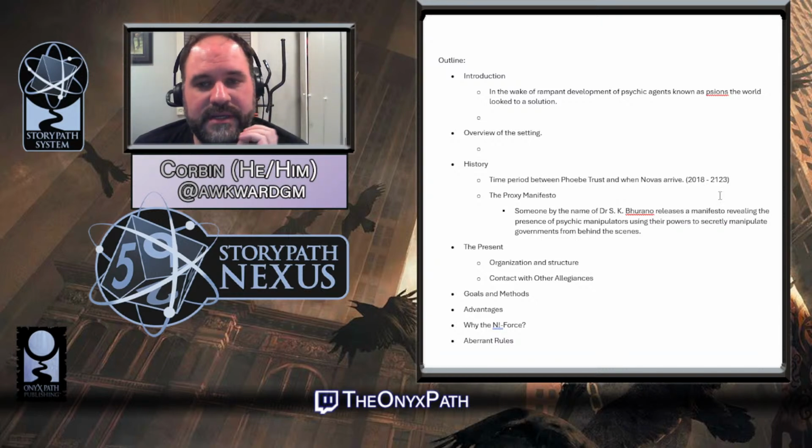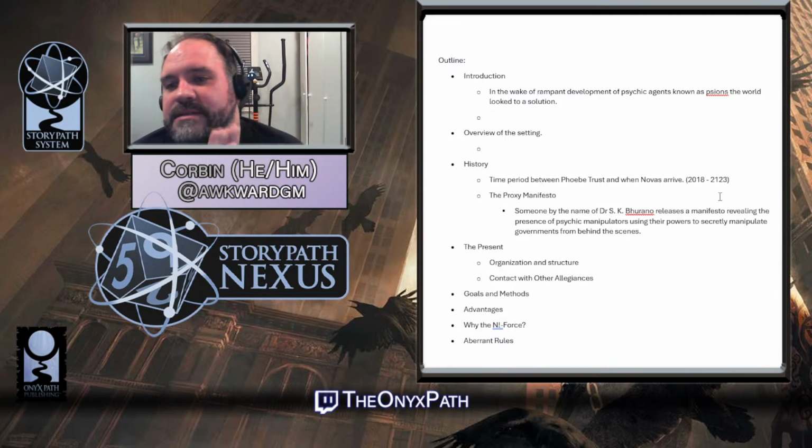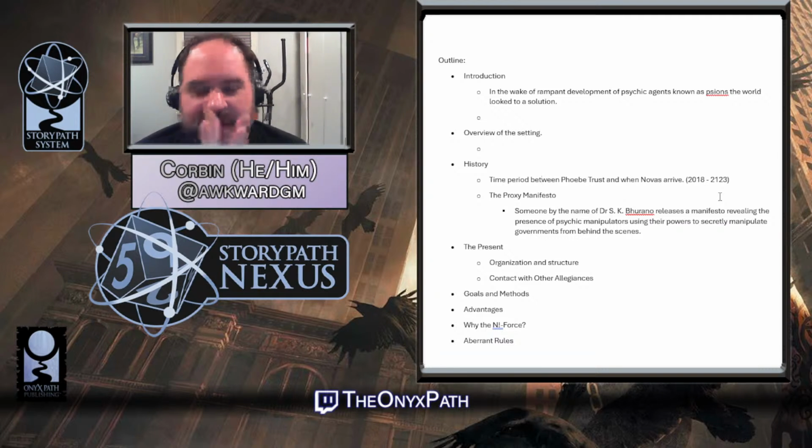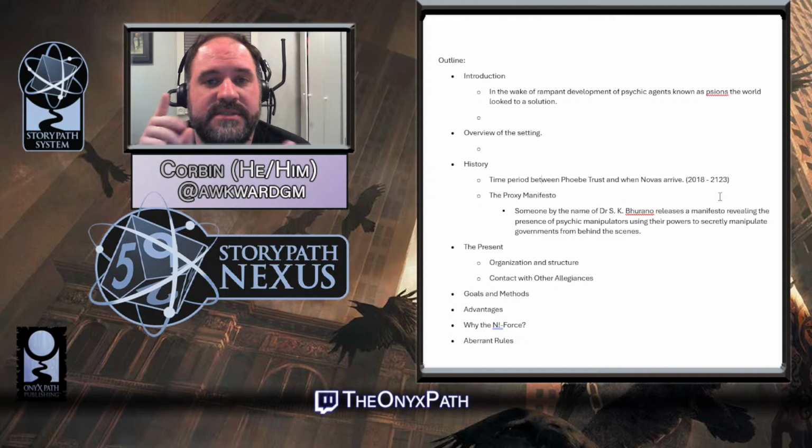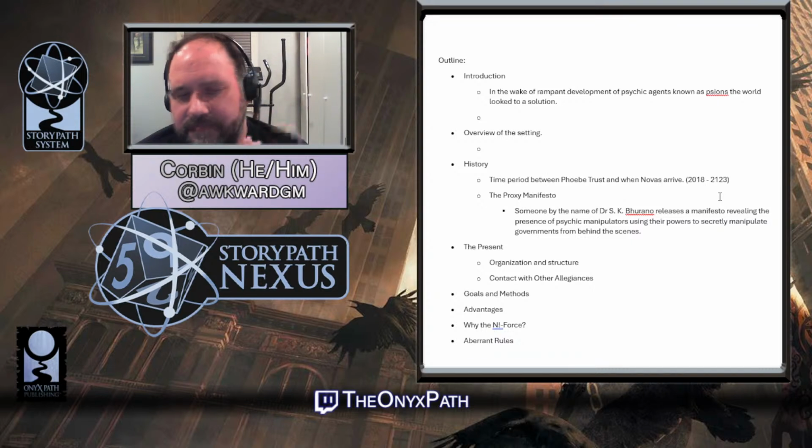So if you're unfamiliar, there is the Storypath Nexus game jam, which is currently going on at onyxpath.com. Well, all over the place, really, but the idea is essentially that you are going to be making a Storypath Nexus product for one of the role-playing games like Scion, Trinity Continuum, They Came From, and Dystopia Rising. Some are more popular than others.